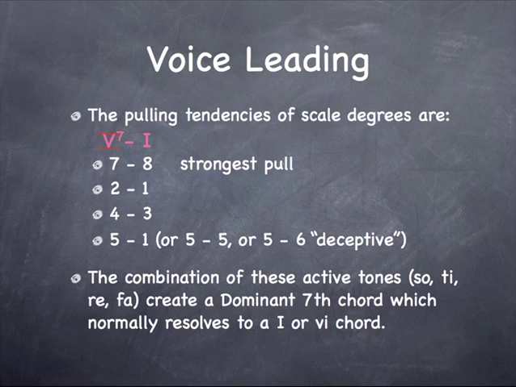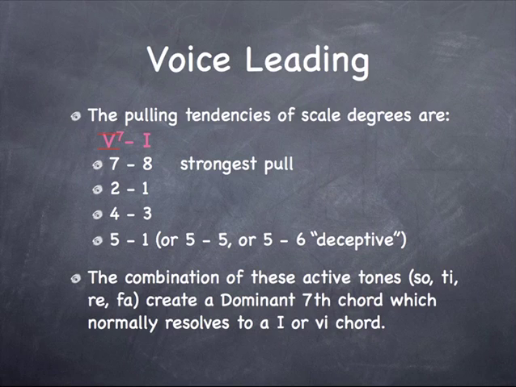So that's what these voice leadings are. 7 goes to 8, that's the leading tone that pulls up. 2 goes to 1, pulls down, etc. And when you combine all these notes that are active and unstable and need to resolve, you combine them all together and they create a dominant seventh chord. And if you use all the resolutions, the 7 goes up to 8 and the 2 goes down to 1 and so on, then you're going to end up with a tonic chord. That's why the dominant seventh, V7, resolves to a I chord.